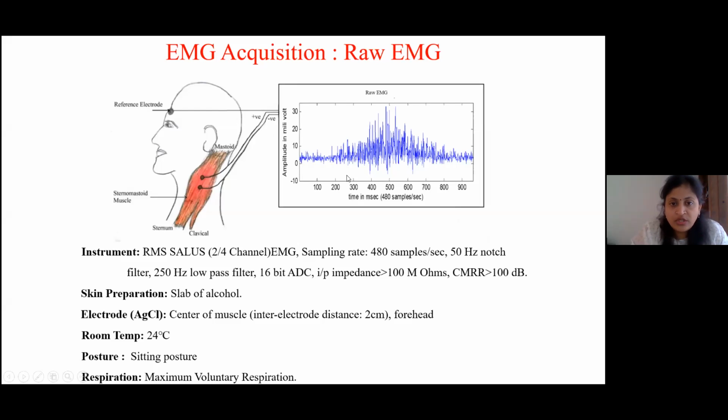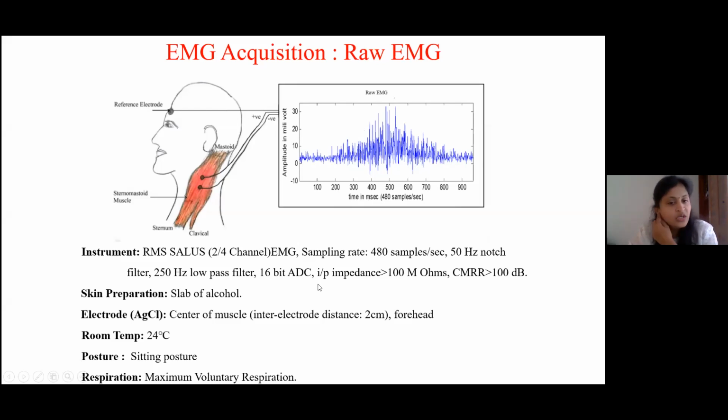And this is your raw EMG signal, which is in the time domain, at 480 samples per second. Here you can see this muscle is active in this region, and there is a deactivation of the muscle in this region. This is your total muscle activity. Here the muscle is active, and here is muscle deactivation.